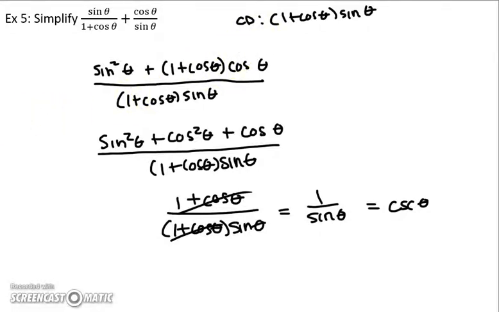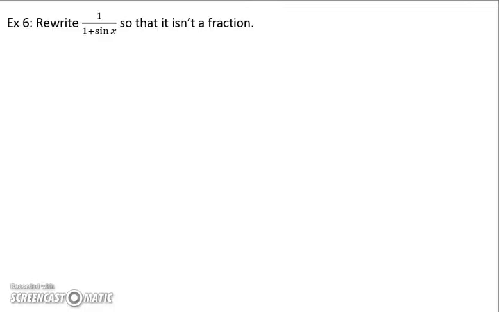Now, the last one, not quite sure why we would want to do this, other than the fact that it's a fun little exercise. But rewrite 1 over 1 plus sine of x so that it isn't a fraction. So 1 plus sine of x, not a fraction. We know that a way we can turn a sine into something else is if it were squared.